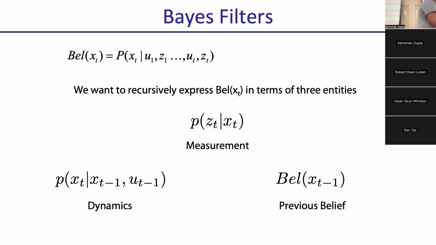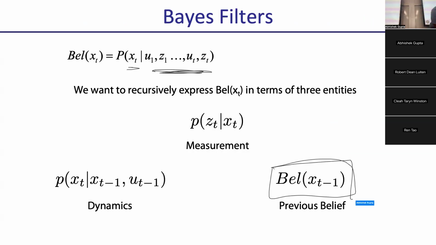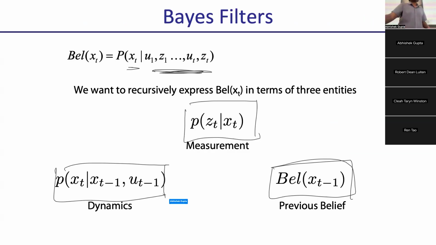What a Bayes filter does is try to estimate P of xt given u1 to t, z1 to t in terms of the previous belief. You're going to do it recursively, in terms of the previous belief, a measurement model, and a dynamics model. Yeah. What do you think the situation is for a non-Markov system? You include history. Okay. You include more history, or you expand your state.